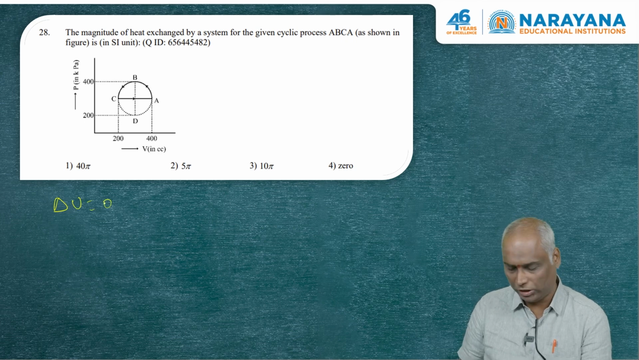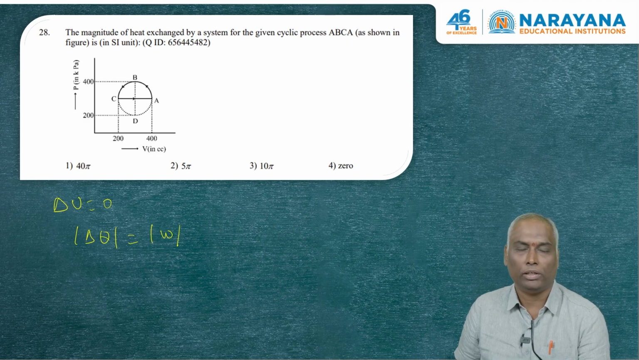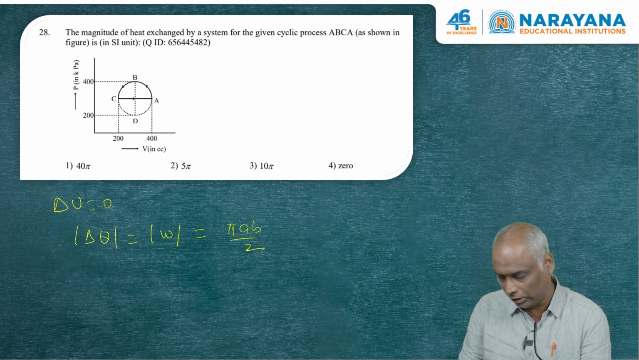Because there is no change in internal energy, the magnitude of heat exchange, they're asking only the magnitude, should be equal to the magnitude of work done in the process. When it comes to the magnitude of work done in the process, it should be the area enclosed within this cyclic process. Because there are two different quantities along the x and y axis, it is equivalent to an ellipse. So this area is going to be half of the ellipse. So it becomes pi AB divided by 2.